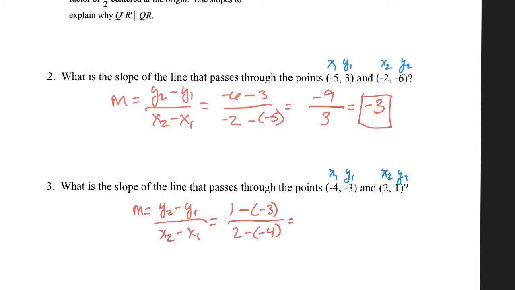So I have that scenario this time on the top and the bottom. Minus a negative turns into a positive. So on top I have 1 plus 3, which is 4. And on the bottom I have 2 subtracting a -4, which turns into 2 plus 4, which gives me 6. And 4/6 can be reduced down into 2/3 by dividing by 2 on both the top and the bottom. And my slope is 2/3. All right, this one wasn't so bad.